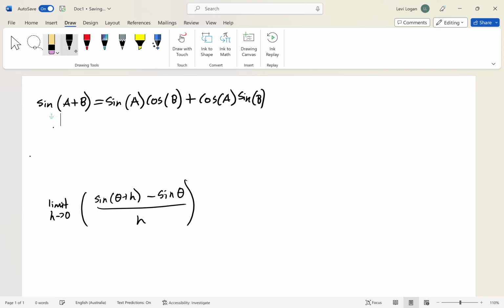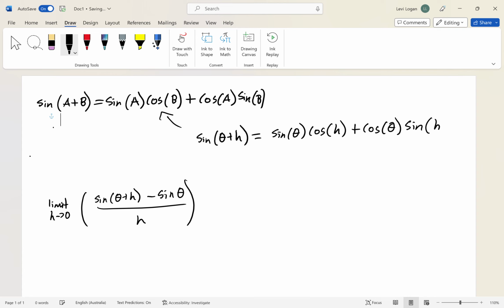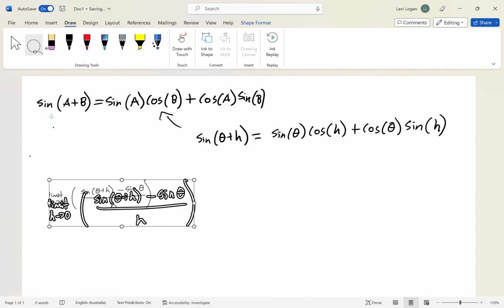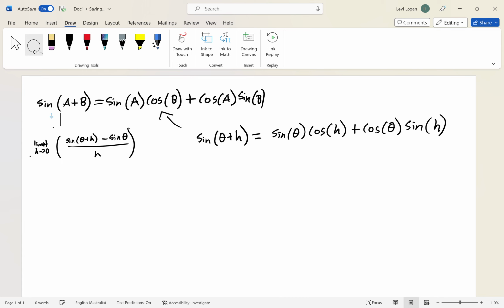So I'm just going to rewrite sine, I'm going to move over a bit. Sine of theta plus h. So using our double angle formula, that's the same as sine of theta cos of h plus cos of theta sine of h, right? So using this information here, I'm just going to plug this into here, pretty much, okay?